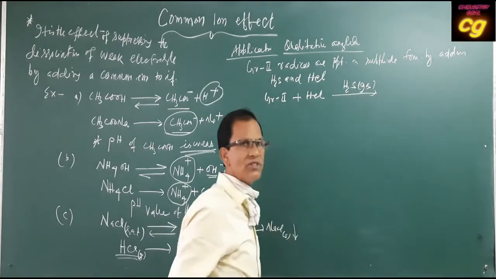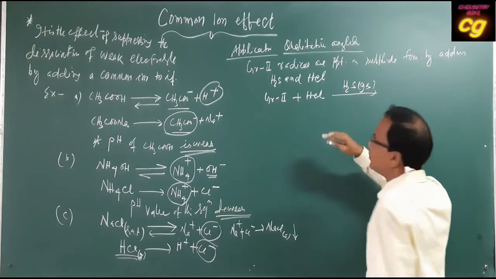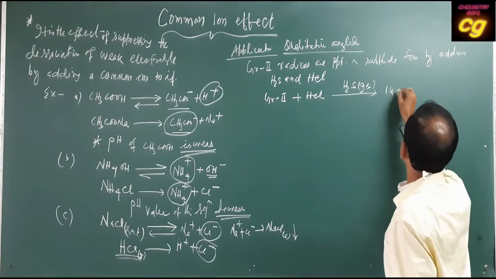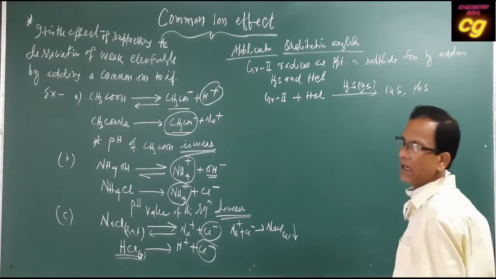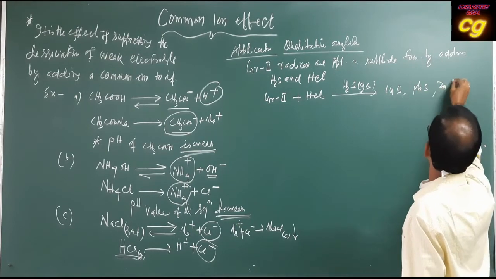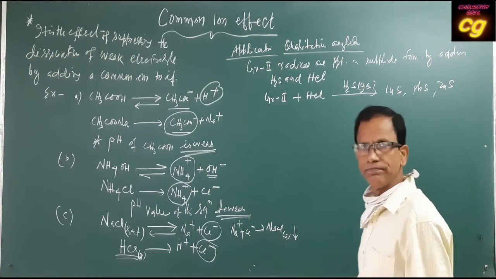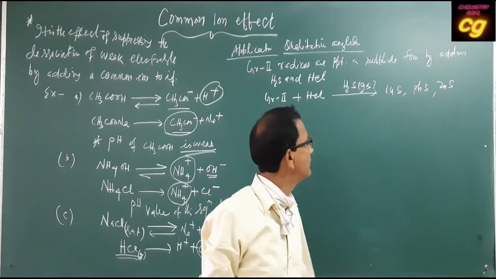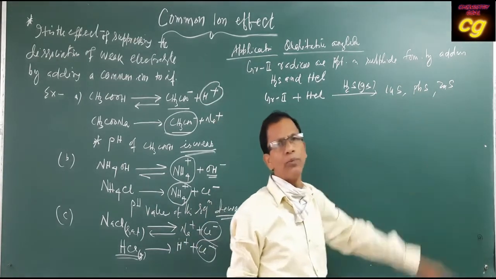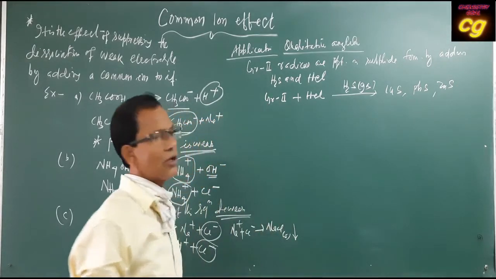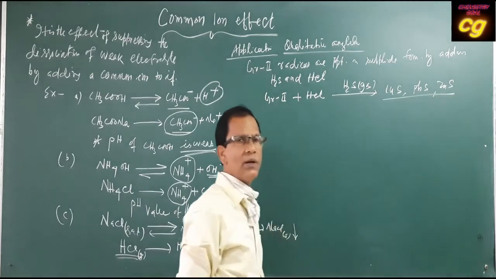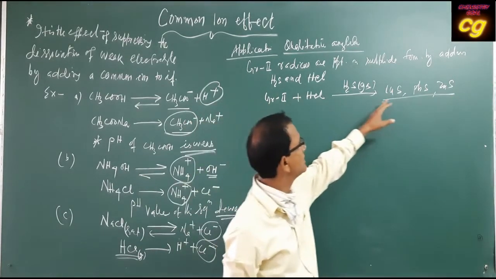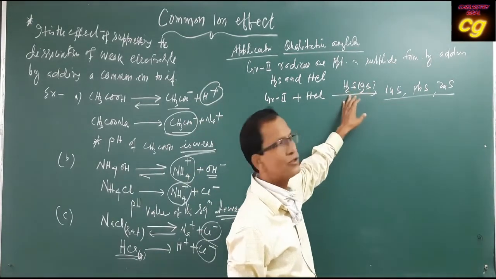You pass H2S gas, then the group 2 radicals, generally copper, produce copper sulfide, and lead produces lead sulfide, zinc produces zinc sulfide, like this. Different types of sulfide will be produced. These sulfides get different colors. These group 2 radicals are produced as sulfides when you pass H2S gas.